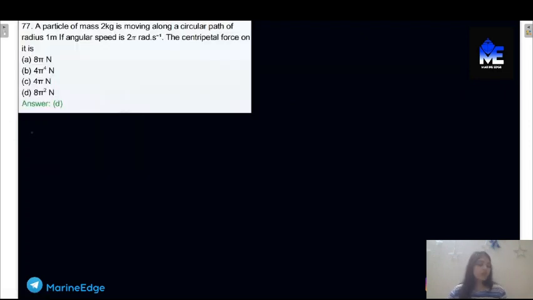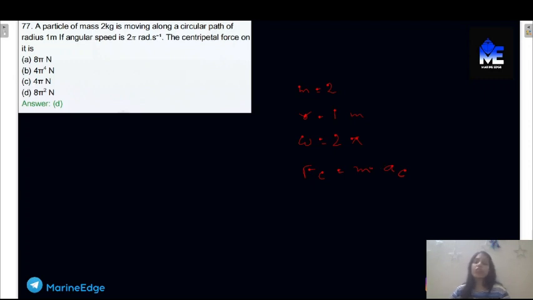Now, moving on. A particle of mass 2 kgs, the mass of the particle is given as 2, is moving along a circular path of radius 1 meter. So radius is given as 1 meter. If the angular speed is 2 pi radian per second, then the centripetal force on it is, so omega is given as 2 pi, right? Now it is asking for centripetal force or Fc. So what is Fc equal to? First of all, force is equal to mass into acceleration. So you'll have to find centripetal acceleration first.